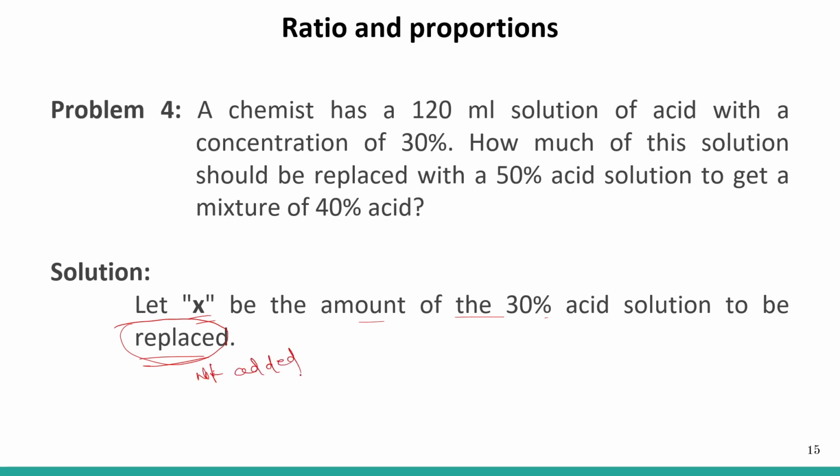In the previous two problems, x was the amount of some percentage of solution, or pure element, that needed to be added. But in this case, x is the amount of 30% acid solution that needs to be replaced with 50% acid solution.